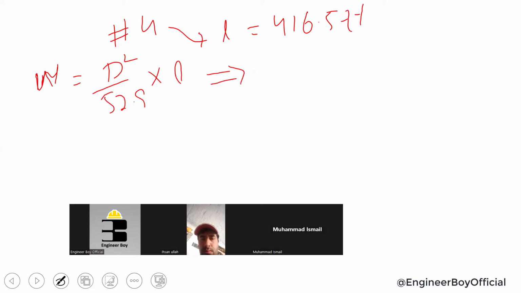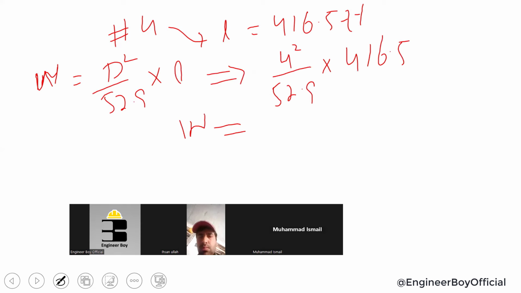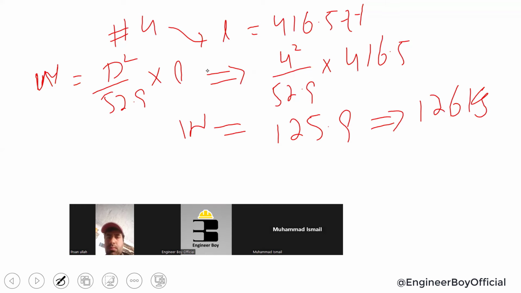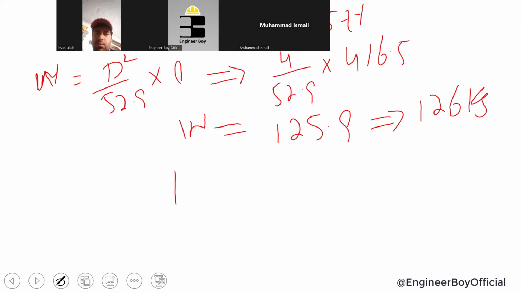Now we will calculate its weight: W equals D square by 52.9 times L. So D is 4, squared, over 52.9, times L, which is 416.5. Now the weight is 4 4s are 16 times 416.5, that is 6,664, and divide that by 52.9. We have the weight in kg, 125.9, you can say 126 kg. Very simple.